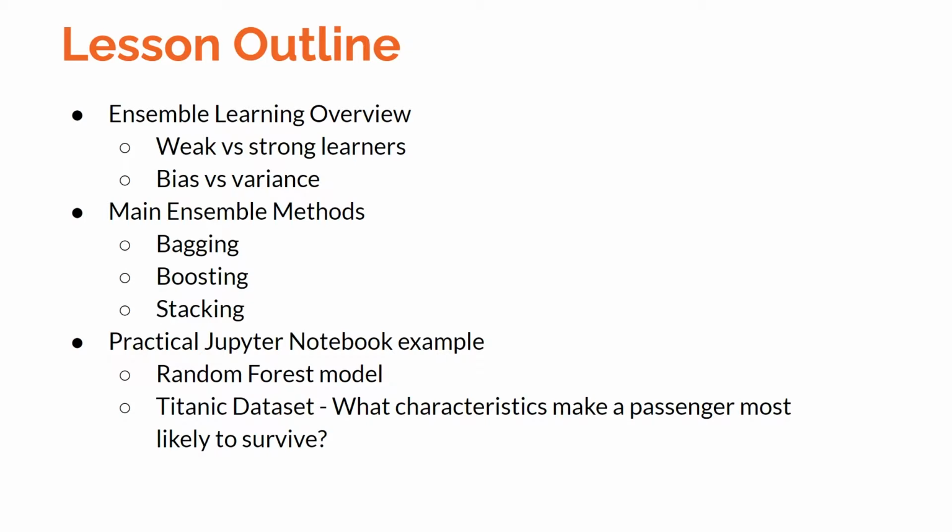I'm going to talk about weak versus strong learners, as well as bias versus variance. Then I'm going to talk about the three main ensemble methods: bagging, boosting, and stacking. And finally, we're going to work through a practical Jupyter Notebook example using a random forest model, which is an example of a bagging ensemble method.